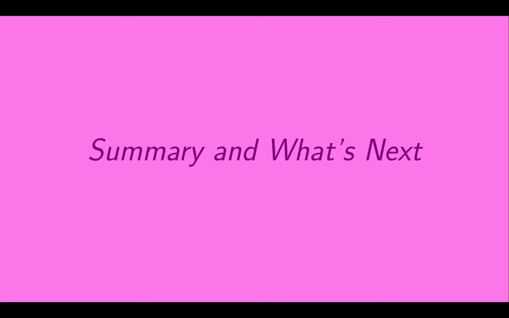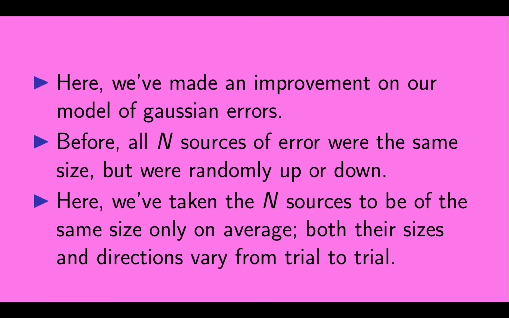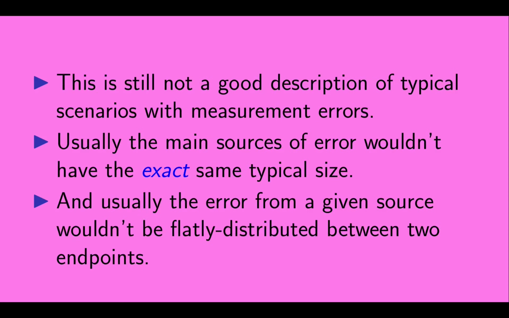Okay, so we've looked at a random walk with a varying step size for the cases of n equals 1, 2, 3, and 5 steps. Let's look at what we've done and see what's coming next. Here, we've made an improvement over our previous modeled Gaussian errors. Before, all n sources of error were the same size, but were randomly up or down. Here, we've taken the n sources to be the same size only on average. Both their sizes and directions vary from trial to trial.